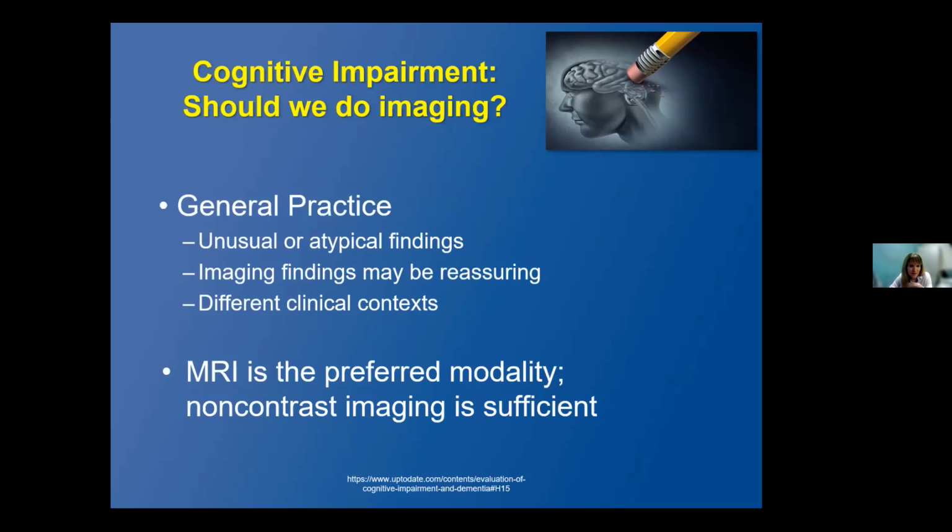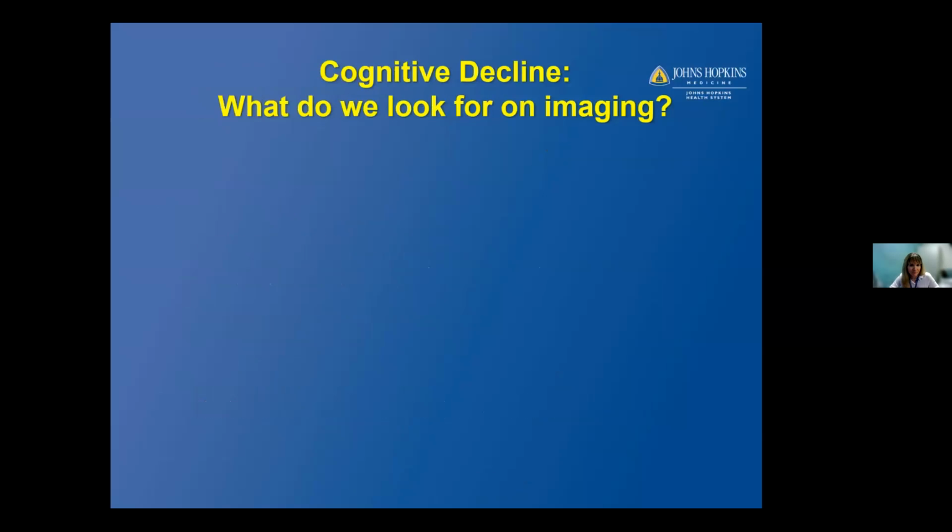such studies. So what imaging should we use? In most cases, MRI is preferred over CT because it is obviously more sensitive for a broad range of potential pathologies. And non-contrast brain imaging is in general sufficient for the routine evaluation of patients with suspected neurodegenerative dementia.